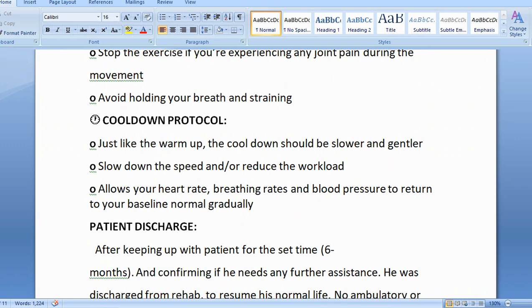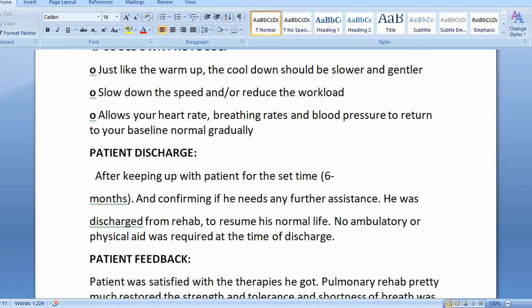Patient discharge. After keeping up with the patient for the set time, that is 6 months, and confirming if he needs any further assistance, the patient was discharged from rehab to resume his normal life. No ambulatory or physical aid was required at the time of discharge.